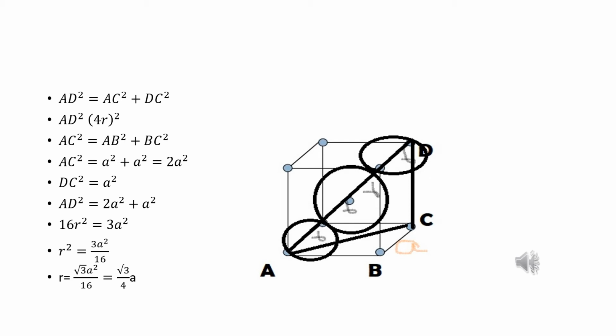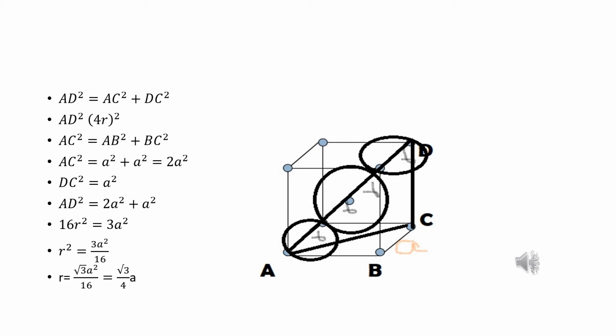Now what is DC square? DC square is A square. Then AD square. What is AD square? AD square is equal to AC square plus DC square. Now we are applying the values.